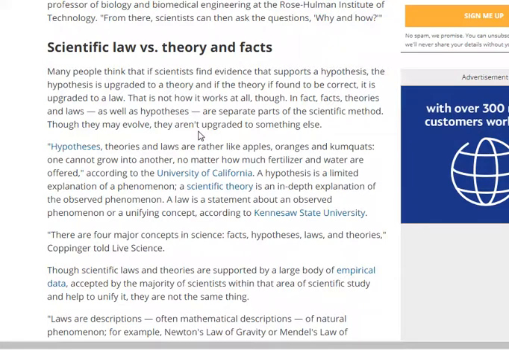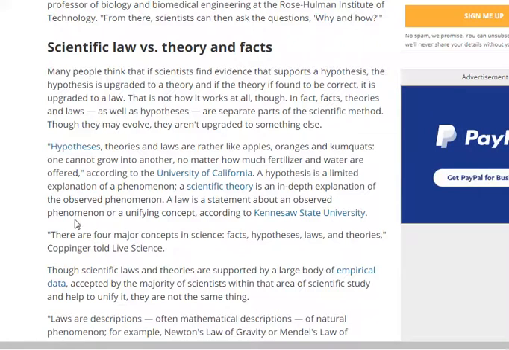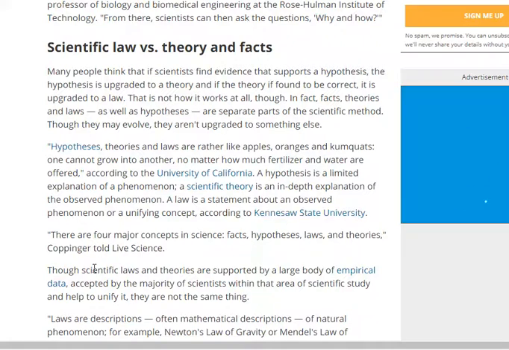When we say hypothesis, it says here, it is a limited explanation of a phenomenon.